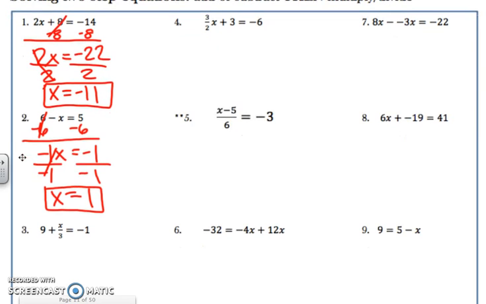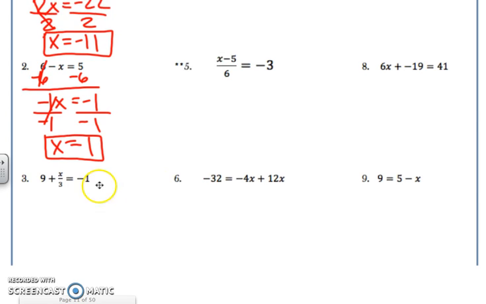On number 3, it looks a little tricky because we have a fraction. Not that tricky. Which ones look alike? That 9 and that negative 1 look alike because they do not have a variable. Which one is on the side with the variable? This 9 right here. So I need to get rid of this 9. The opposite of a 9 is a negative 9. If I negative 9 on the left, I need to negative 9 on the right. My 9's will cancel out. I'm going to bring down that x divided by 3. And then on the right side, I have a negative 10.